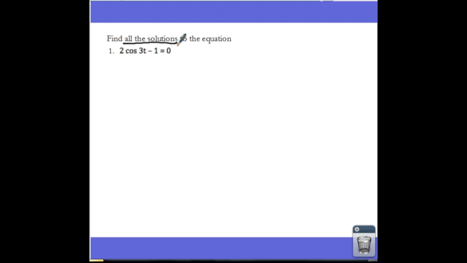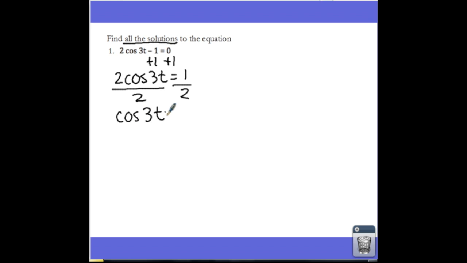This one says find all the solutions to the equation. First you're going to add 1 to the other side, leaving you with 2 cosine of 3t equals 1, and then divide by 2, since you're still trying to solve for cosine of 3t. Then you have cosine of 3t equals 1/2. To solve from here, you can think of 3t as being x, so you'll substitute x for 3t and solve for cosine of x equals 1/2. And cosine of x equals 1/2 at x equals pi over 3 and x equals 5 pi over 3.